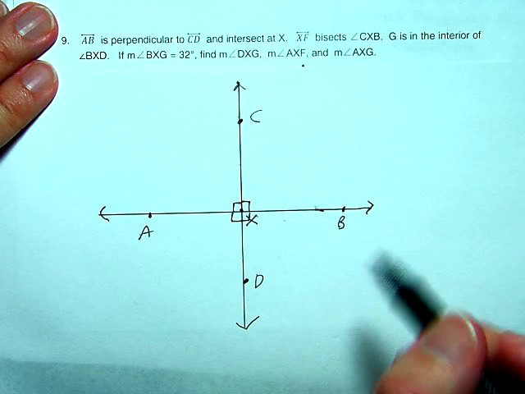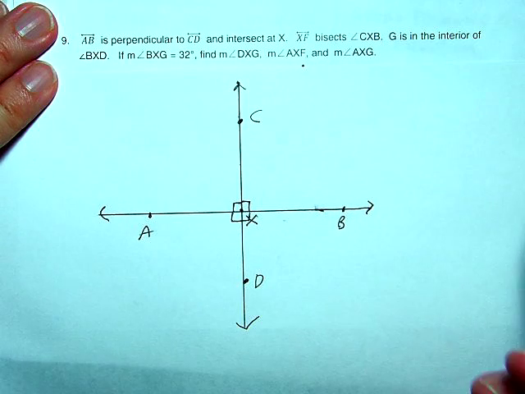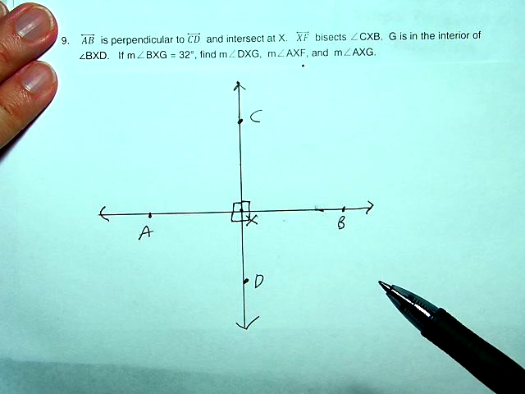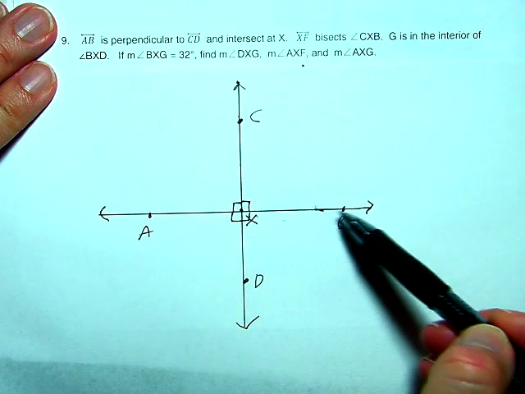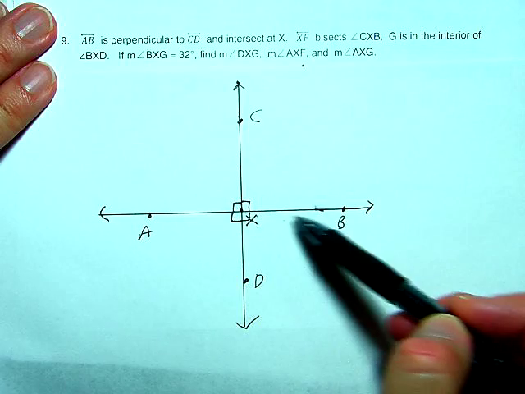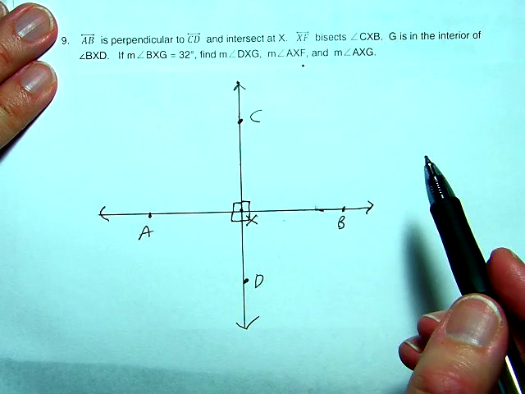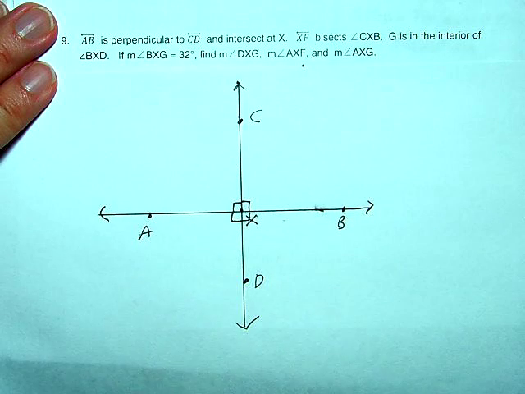So let's move on. Line XF bisects angle CXB. So where is angle CXB? Point C, point X, point B. So angle CXB is in this upper right quadrant. Okay, and XF has to bisect this angle. Well, we know that angle CXB is 90 degrees.